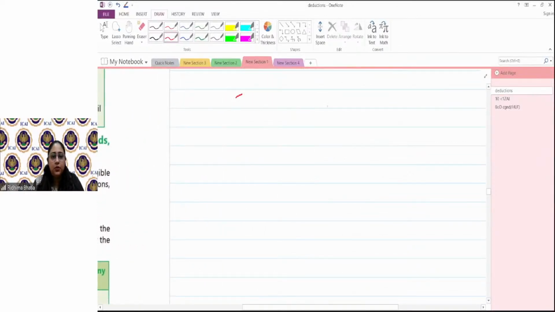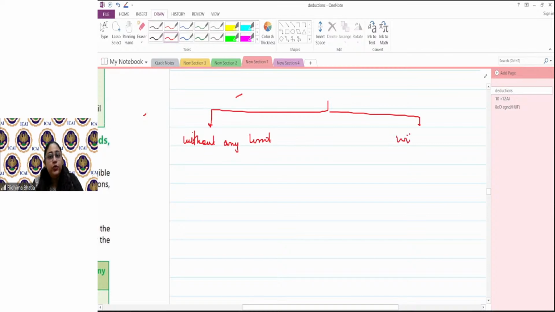First quantum is without any limit. Second quantum is with limit. I said 4, and you may say, ma'am, you wrote only 2. In this there are further divisions. In without any limit, whatever donation you pay, you can claim 100% of the donation. That is Category 1. Category 2 means you can claim 50% of donation as deduction. That means if I've contributed 100 rupees, I'm allowed to claim 50 rupees.